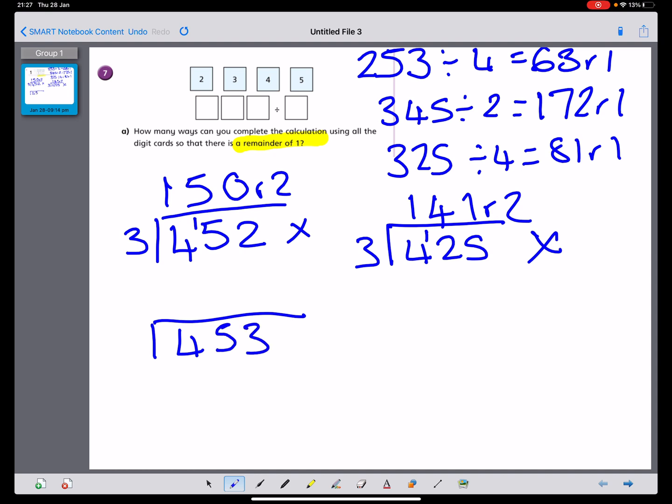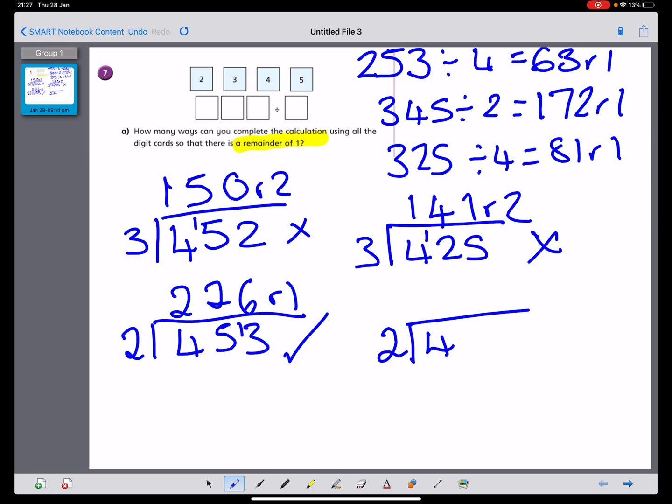5, 3. I've not used my 2, so my 2 will be the divisor this time. 2's into 4 goes 2. 2's into 5 is 2 again, with 1 left over. 2's into 13 goes 6 with 1 left over. That does work. Okay, and I'm going to do the same digits again, but this time I'm going to switch the 3 and the 5 over.